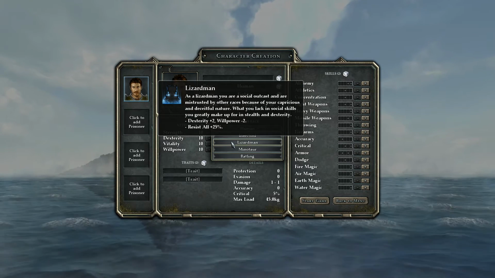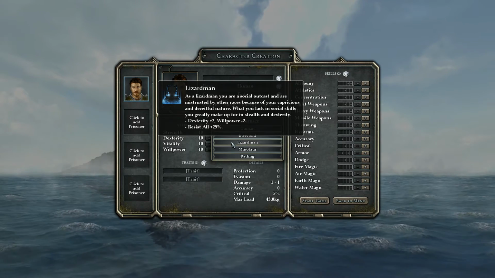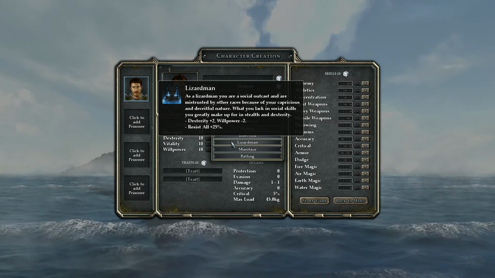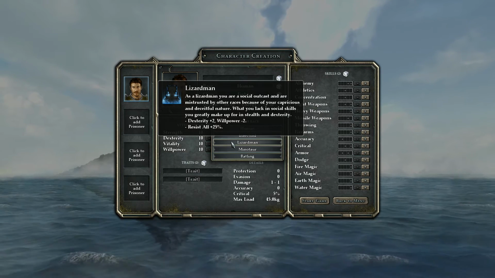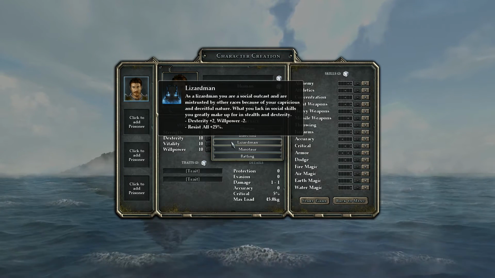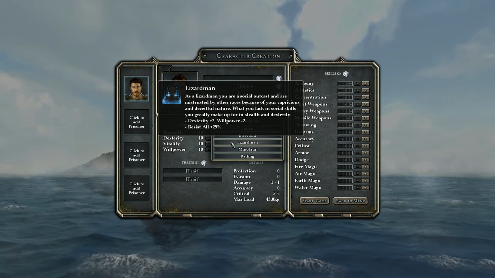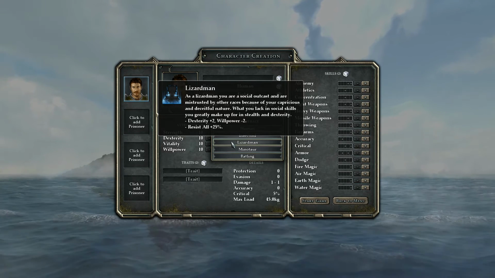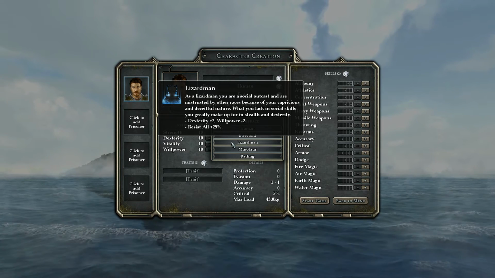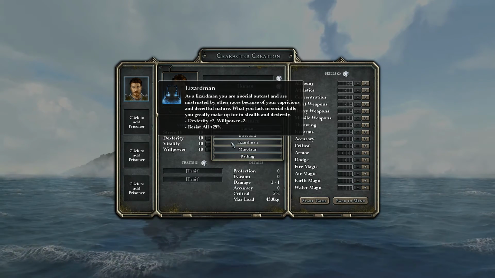Lizard Man. As a lizard man, you are a social outcast, and are mistrusted by other races because of your capricious and deceitful nature. What you lack in social skills, you greatly make up for in stealth and dexterity. Dexterity +2, willpower -2, resist all +25.